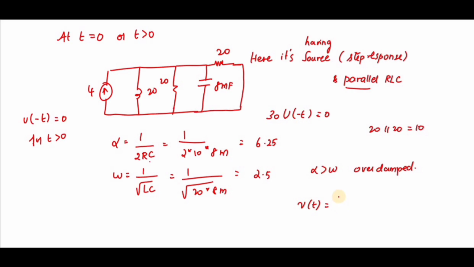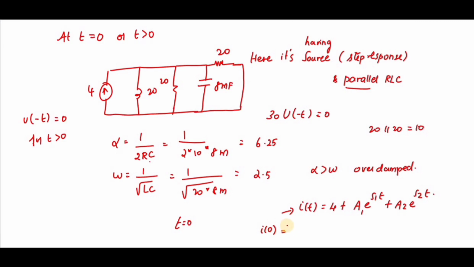So if it is an overdamped response, I can write... Okay, it is a parallel RC, no? So if it is parallel RC, it has to be I of t. Okay, so I of t is equal to, so note down, this is a formula. I of t is equal to the current source value 4 plus A1 into e power s1 t plus A2 into e power s2 t. Okay, this is a formula. So you need to find the value of s, right?